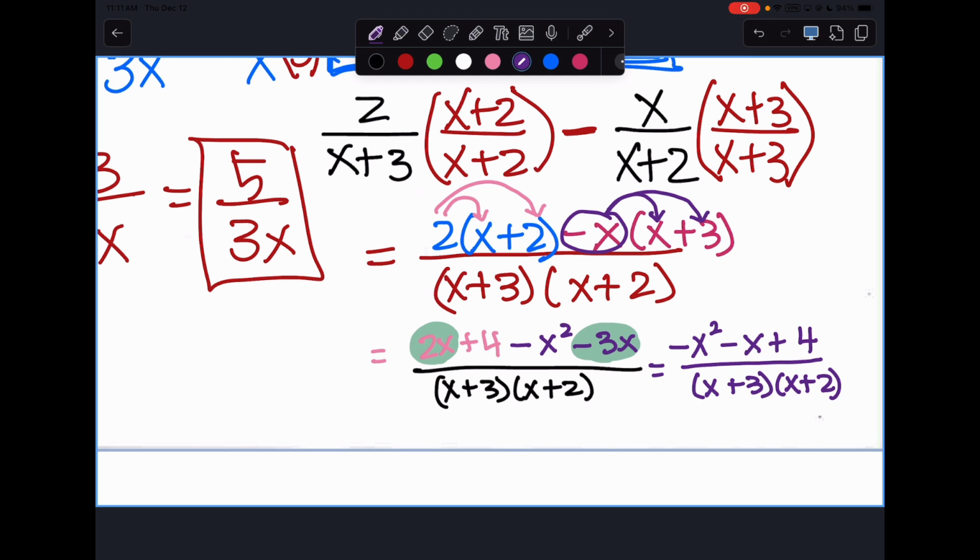What should we do next? Factor the numerator. Okay, let's see. I'm going to take out the negative a first, just so that I have a positive one to deal with. Then it will be x squared plus x minus 4. I just changed all the signs. Then I need to get a product that will equal negative 4 and a sum that will get 1.